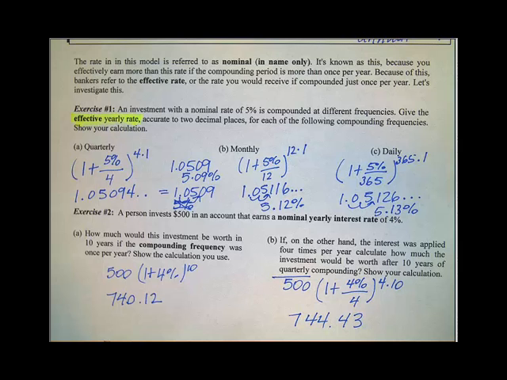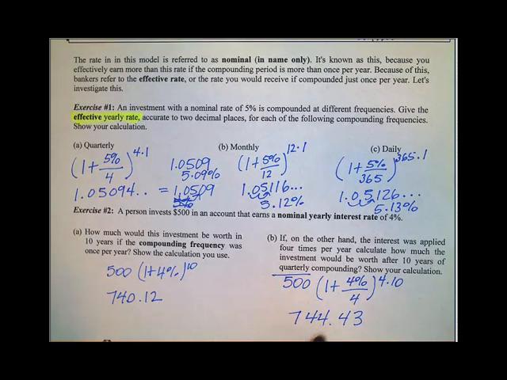You're earning 4% over the year, okay? So you got to be really careful and read, are you compounding it once that year or are you compounding it more than once a year? Got to be sure you're reading.